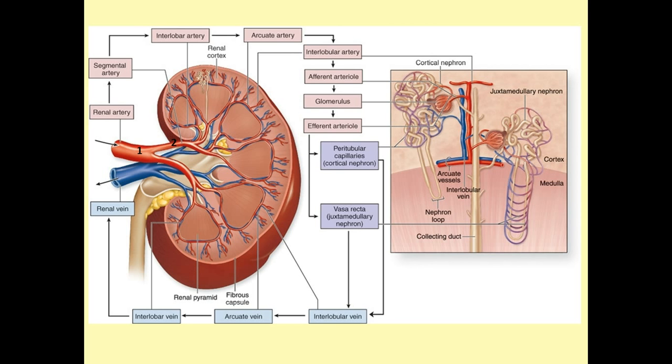Each segmental artery will then further branch, and those branches will go up between pyramids. So we're going to use the word between, and that's interlobar. Look at where I just put a number 3. Interlobar arteries go between the pyramids of the medulla, and the gaps or spaces between the pyramids are called columns. So the renal columns are where you would find interlobar arteries.